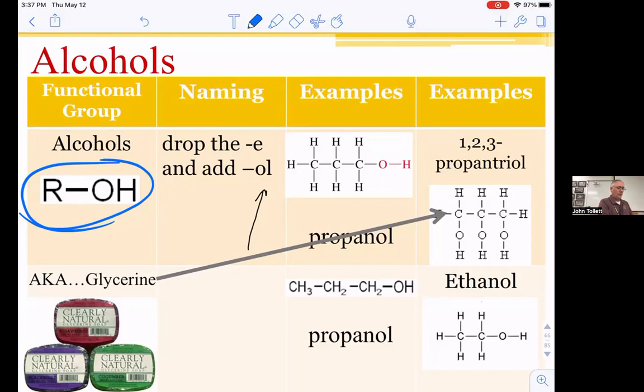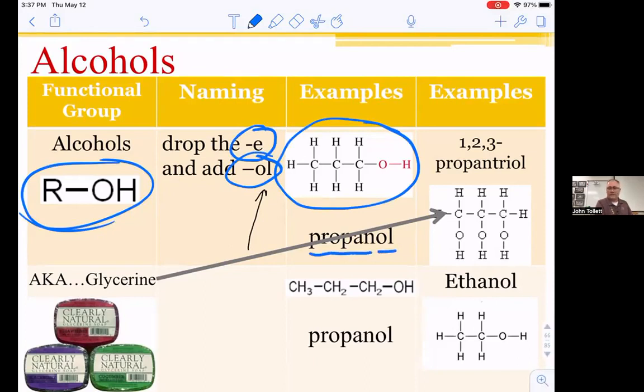But here, what we've got in this first one, 3 carbons long, that's propane. What you do is you delete the E and then you add OL as an ending. So that would be propanol, you delete the E and then have OL as the ending. Pretty easy to name. You just have to add OL to the end, deleting the E. So if it were octane, it would be octanol. If that alcohol was on the second or third carbon, you would say like 3-octanol.